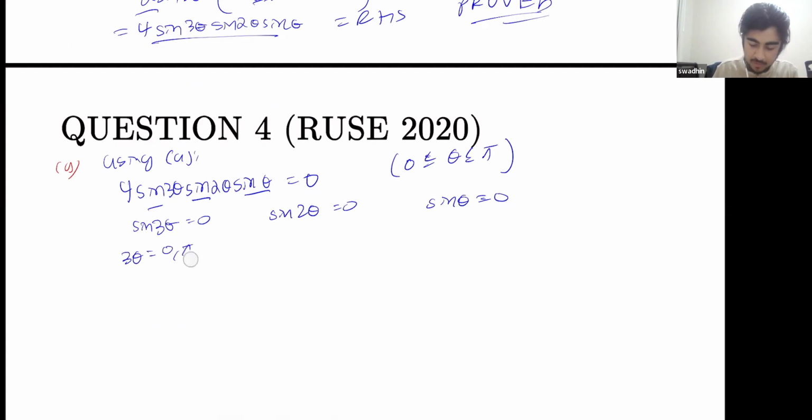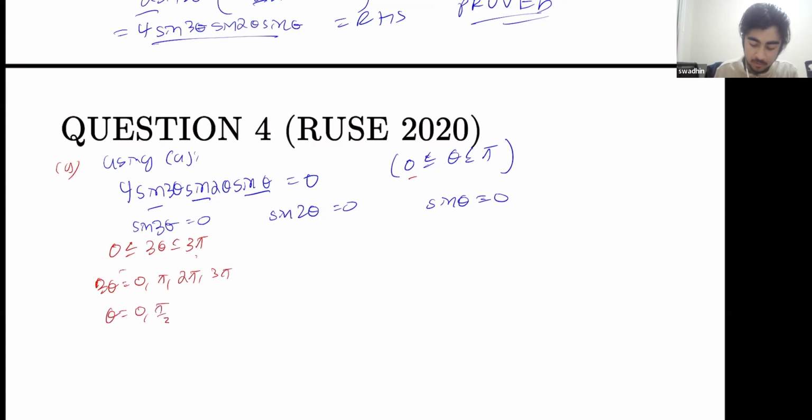Okay, so for this one, it's easier if we actually manipulate the domain. So the domain for theta is 0 to pi. However, the domain for 3 theta is going to be 0 to 3 pi. We just multiplied everything by 3. So 3 theta would be equal to 0, pi, 2 pi, or 3 pi. So theta would be 0, pi on 3, 2 pi on 3, pi.